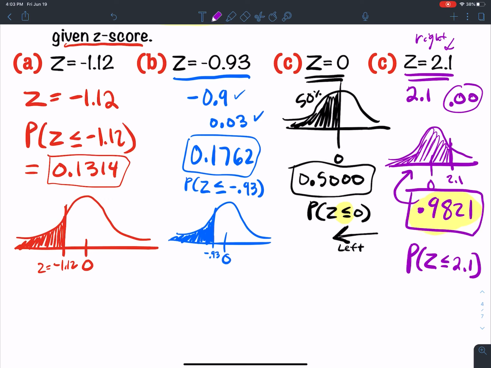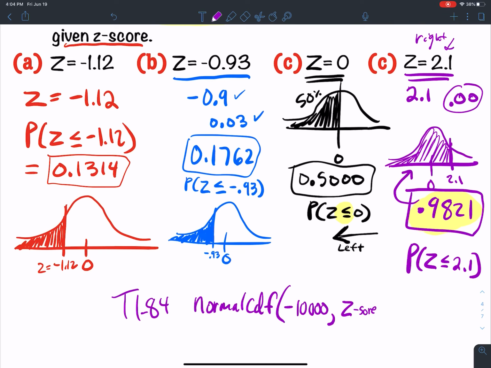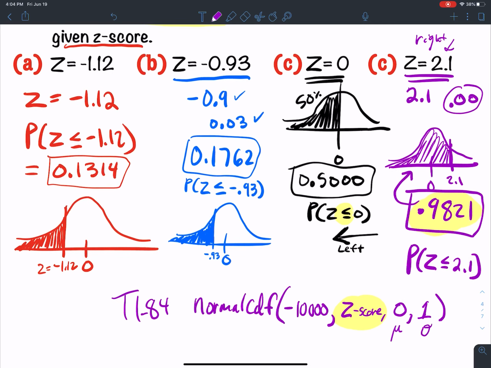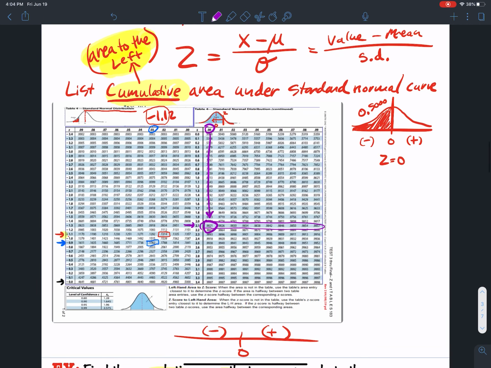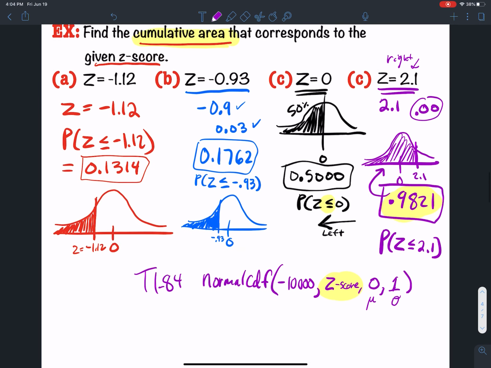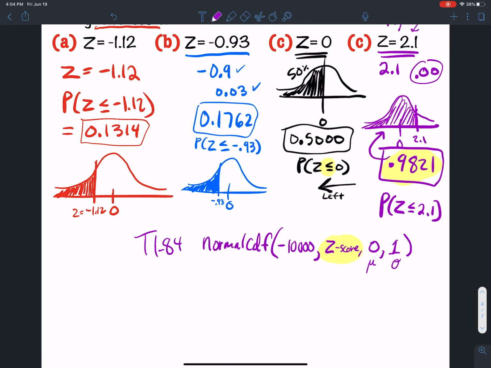So this is how it works. In the TI-84, I'm going to do the normal CDF, and I do negative 10,000, and I put a comma, and I put the z-score, whatever it is, the z-score, not SOAR, okay? And then I put 0 for the mean, and I put 1 for the standard deviation, and I close it up. So the thing that changes is whatever number you choose to put in there. And so that's another way that you can use your calculator to get the numbers that the table actually gives you. Okay, to me personally, the table's probably the quicker way to do it. Okay, but that does give you a way to get the value, all right, for the cumulative area there.